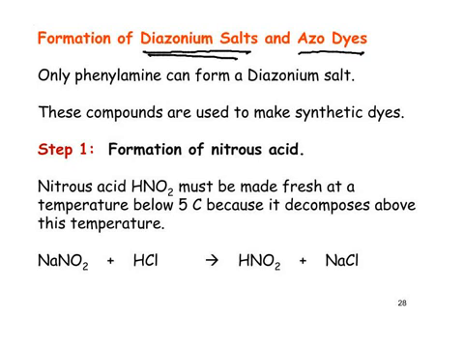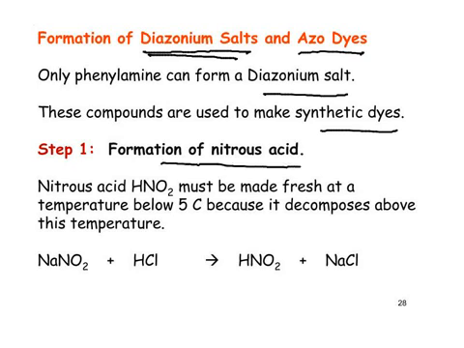So what about diazonium salts and azo compounds? Only phenylamine can form a diazonium salt. These compounds are used to make synthetic dyes. Let's see how we change phenylamine into a diazonium salt, a very reactive species that is only stable if maintained at low temperatures, and how we can take that marvelously reactive diazonium salt and very easily and readily convert it into a range of chemicals, including azo dyes.